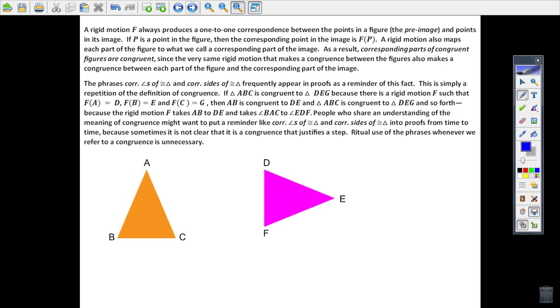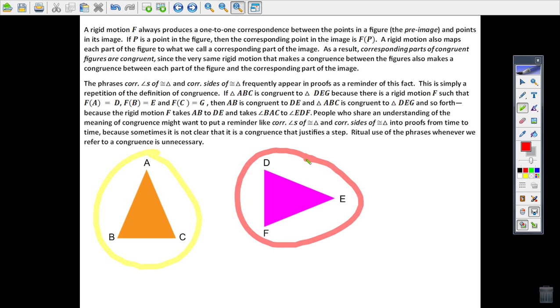A rigid motion always produces a one-to-one correspondence between the points in the figure, which is the pre-image, and its image. If P is a point in the figure, then the corresponding point in the image is F of P. Let's talk about what that means. Let's pretend that the orange triangle here represents our pre-image, and then the purple triangle represents our image. It'll be this one over here.